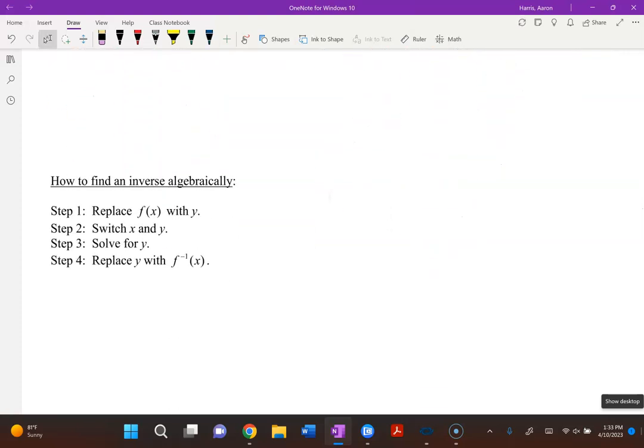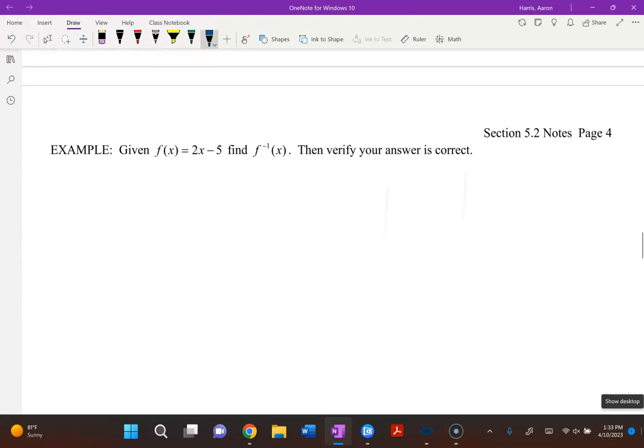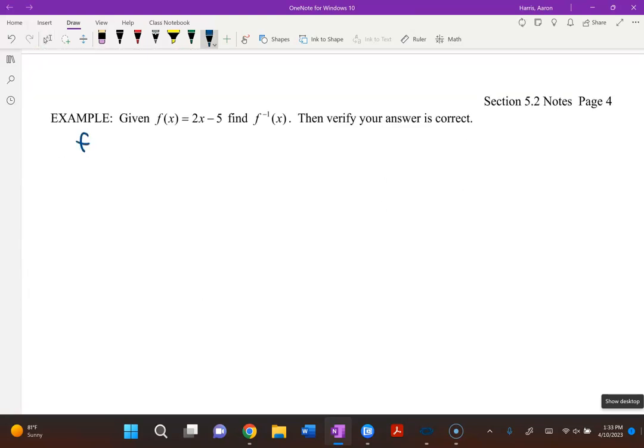So here are the steps we're going to follow. Number one, we're going to replace f of x with y. Number two, we're going to switch the x's and y's, because if they're inverses, the x's and y's will flip-flop those points. Number three, we're going to solve for the new y. And number four, we're going to replace that new y with the inverse. That's our inverse. So let's go through it on this one. Here's f of x, 2x minus 5. F of x is a nickname for y.